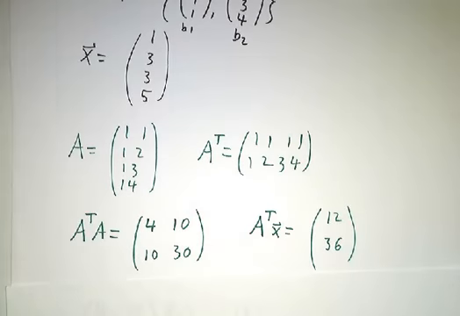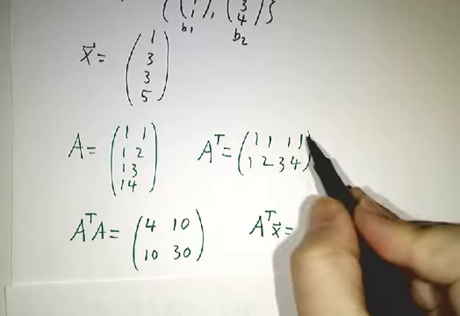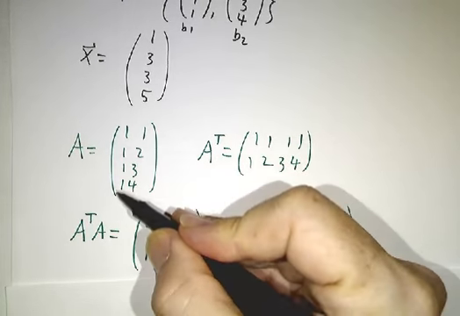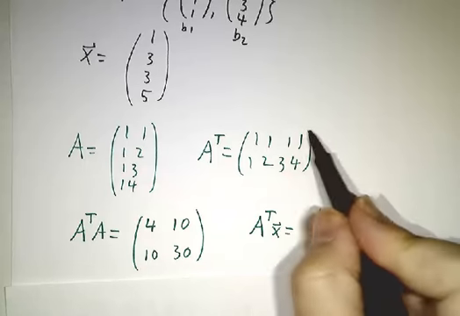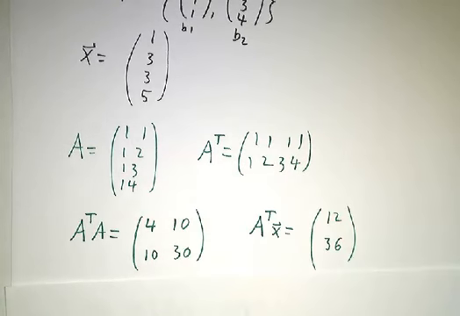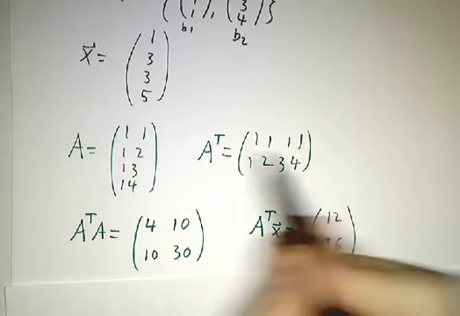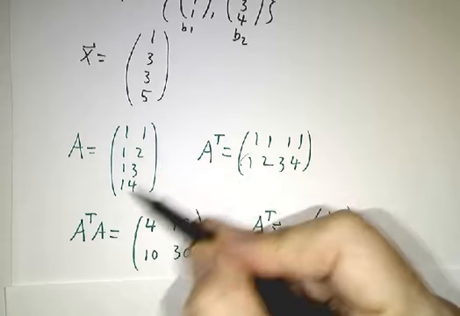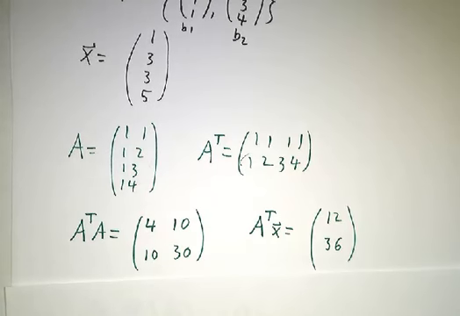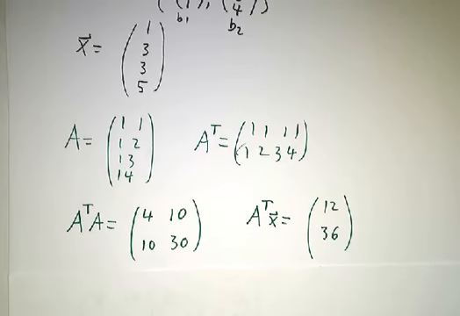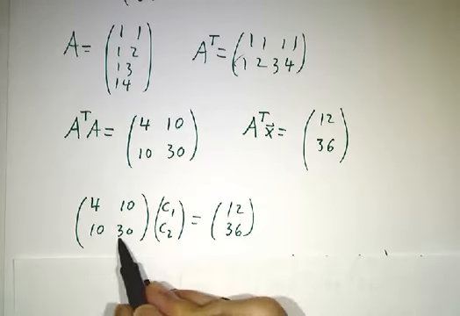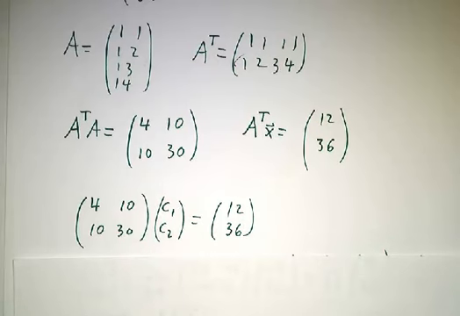A transpose has 1s across the top and 1, 2, 3, 4 across the bottom. And if we compute A transpose A, the entries are this row times this column makes 4. This row times this column makes 10. This row times the first column makes 10. And this row times the second column makes 30. 1 squared plus 2 squared plus 3 squared plus 4 squared is 30. And A transpose X works out to 12, 36. So now we have to solve the equations. 4, 10, 10, 30 times C1, C2 equals 12, 36.